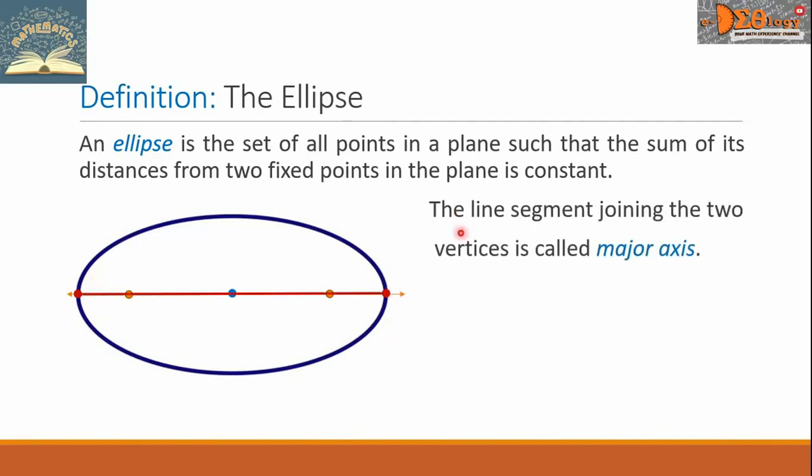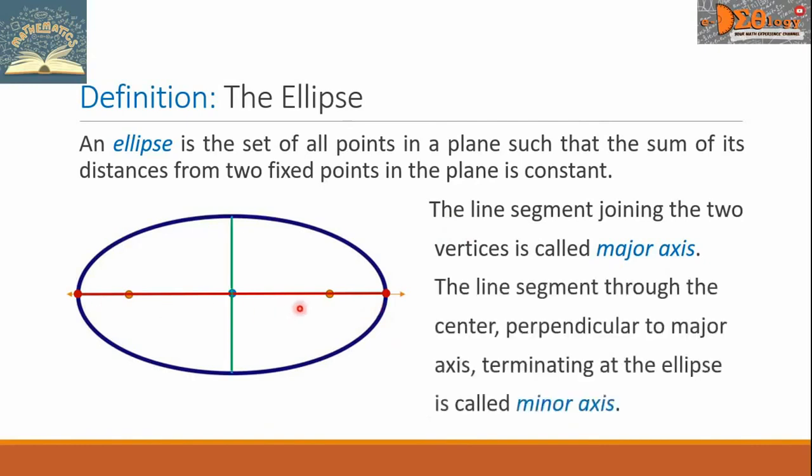The line segment joining the 2 vertices is called major axis. This line segment in red is the major axis. The line segment through the center, perpendicular to major axis, terminating at the ellipse, is called minor axis. This line segment in green is the minor axis.